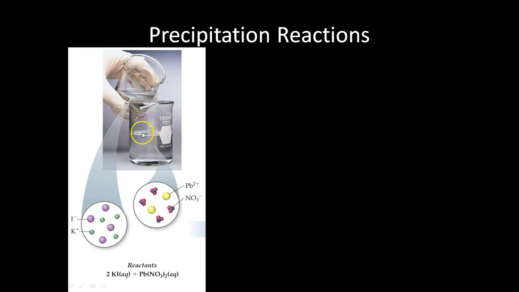So in this beaker right here, we have an aqueous solution of lead nitrate. Okay, so lead nitrate is Pb, capital P, lowercase b, NO3, twice: Pb(NO3)2. When put into water, this breaks apart into these ions. And over here we have potassium iodide. So KI, put into water, breaks apart into these ions.